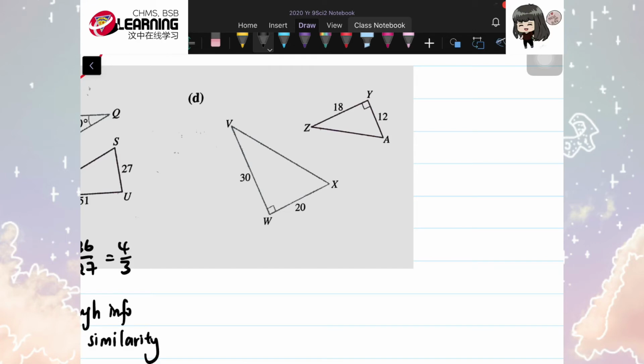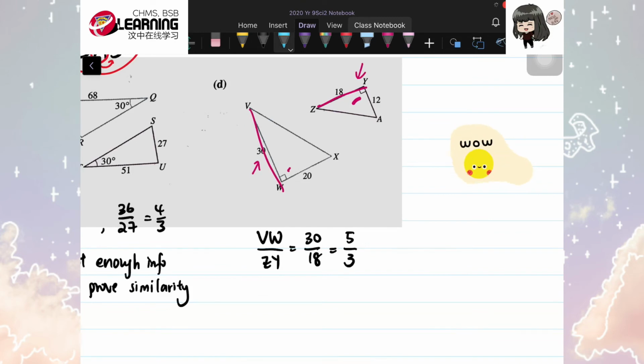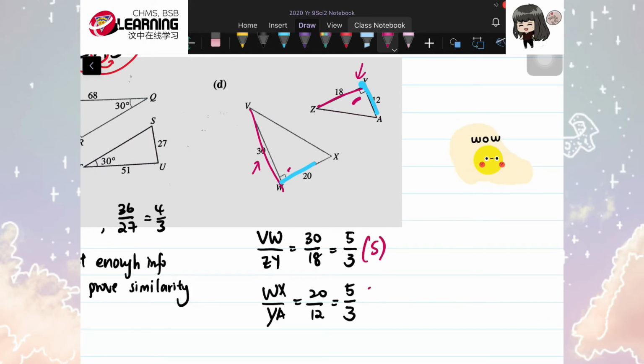Okay, let's look at part D. We have the same right angle here, and then let's find out if the ratio of the sides is the same. We compare this one and this one, because we compare the longest ones. The longest for this is 30, the longest between 18 and 12 is 18, so we compare 30 and 18. So VW over ZY is equal to 30 over 18, which is 5 over 3. And the other one, VX over YX is equal to 20 over 12, and after you simplify you get 5 over 3 also. So same ratio.